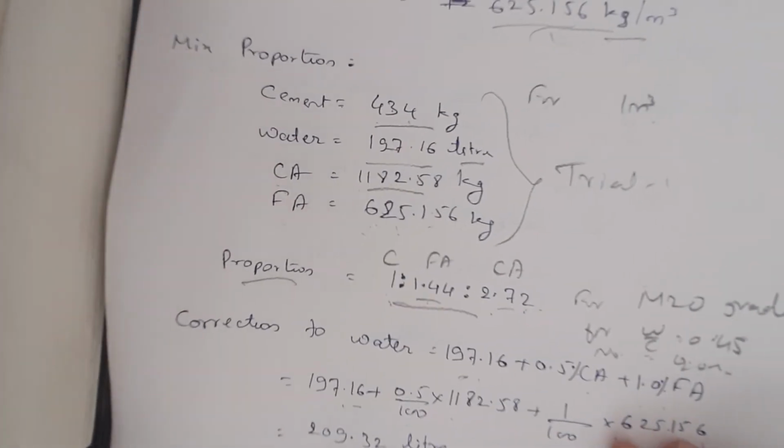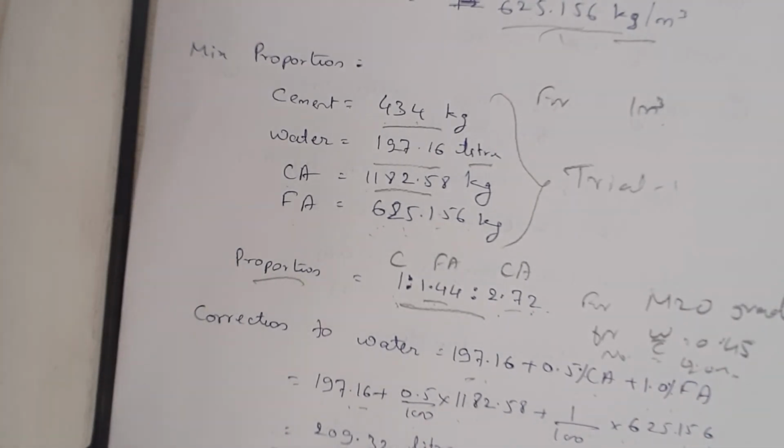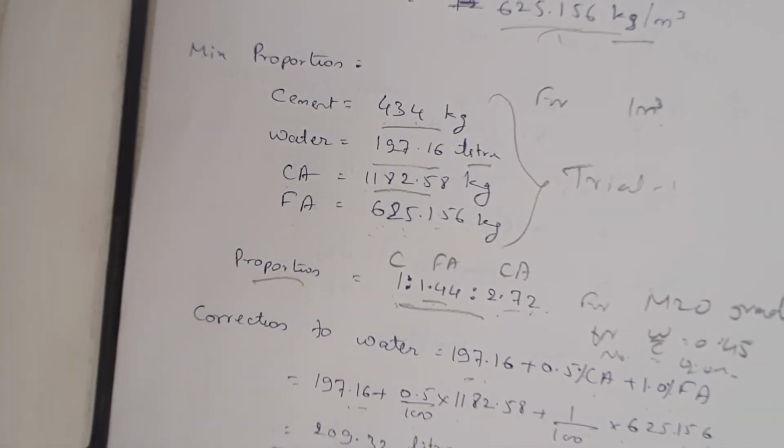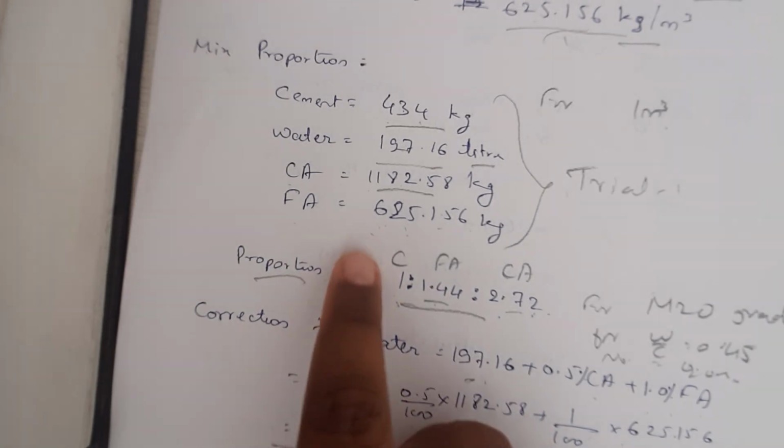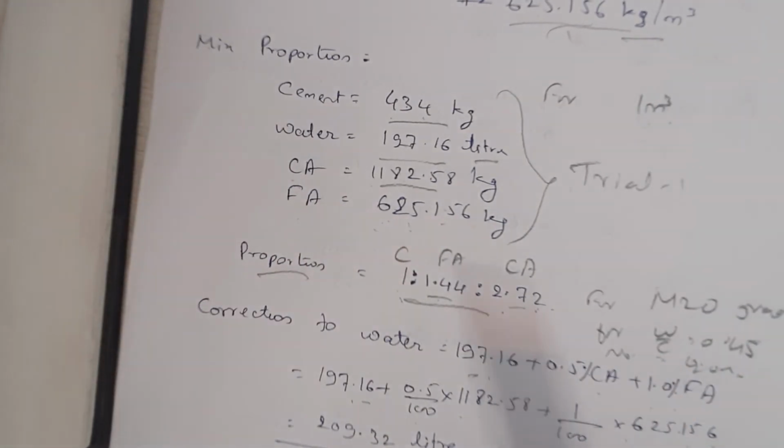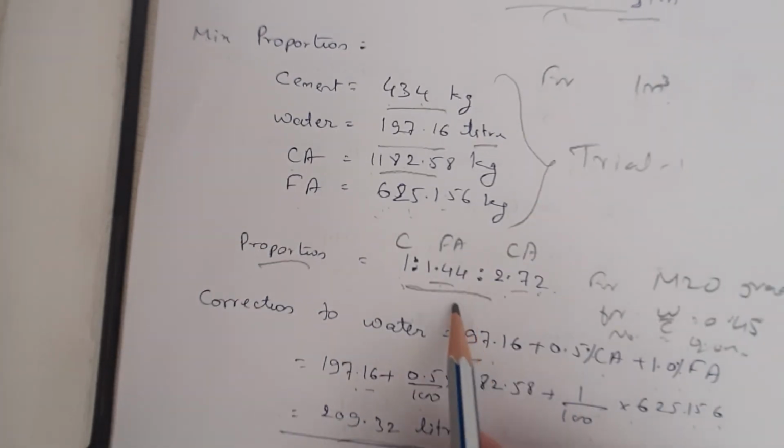If we want to try a different water cement ratio, we have calculated it for 0.45, right? If I want 0.48, or if I make it 0.4, what will be the water cement ratio? Then again we have to calculate the values of the fine aggregate and coarse aggregate, and that will become my trial 2. By doing this, we can alter the values and the proportion of the concrete.